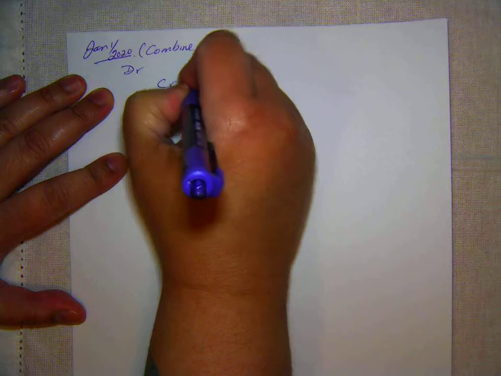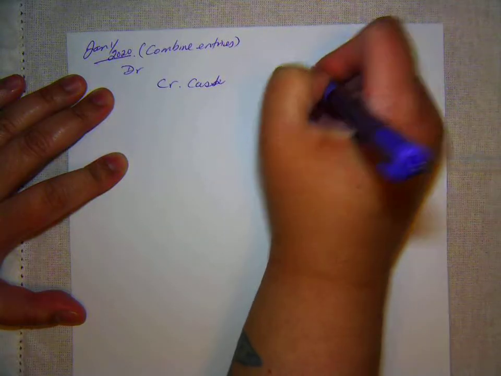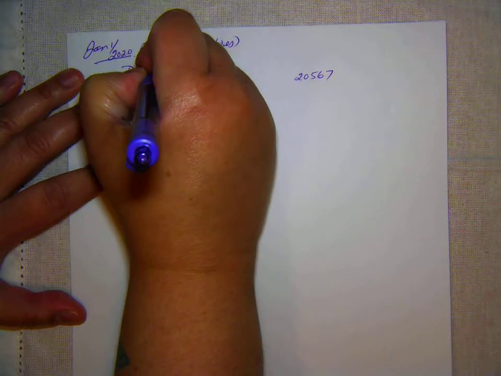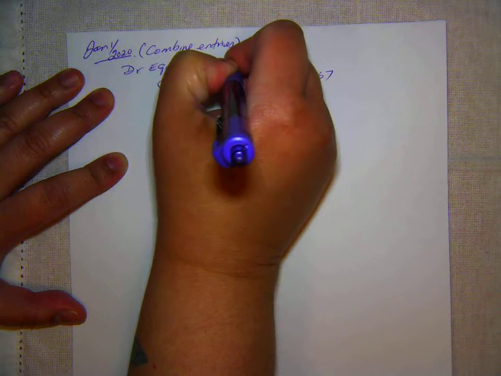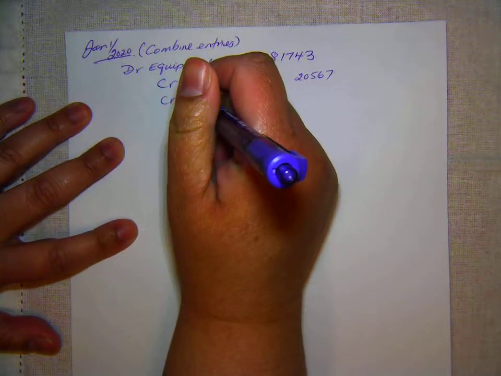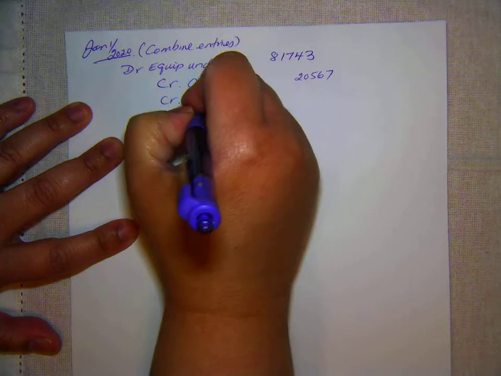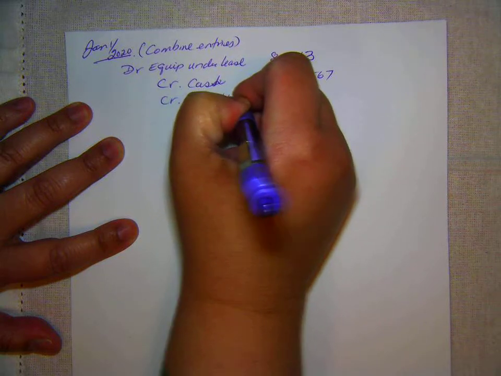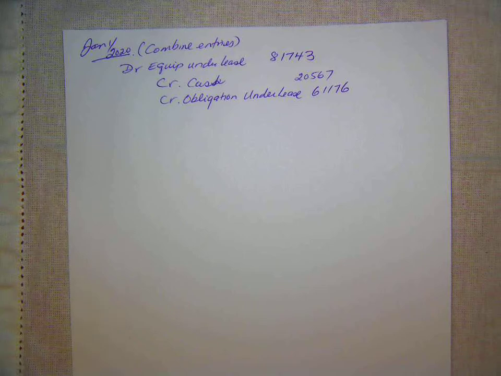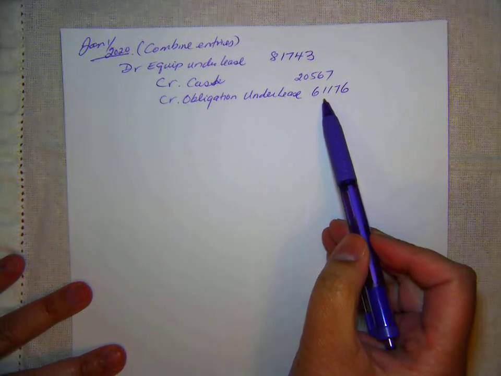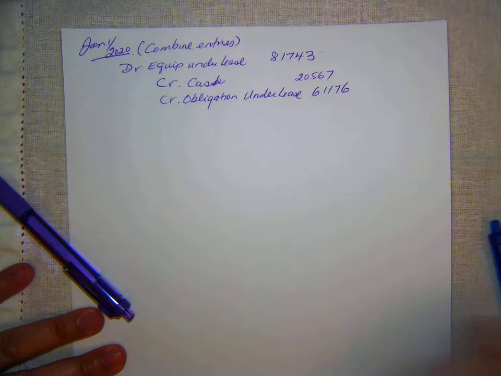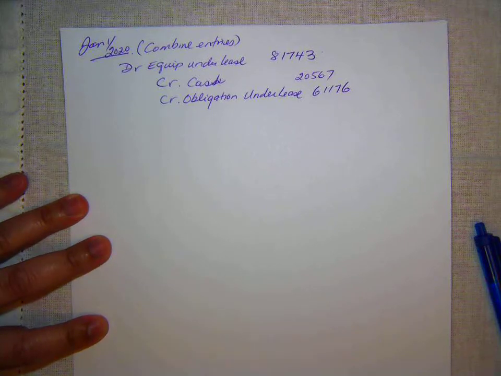So we're shelling out cash, so that's going to be our credit for 20,567. We're establishing the asset, equipment under lease, for 81,743, and then we're recording the balance of obligation under lease. So this is combining all our first entries together. If that confuses you too much, do it separately and show first the equipment under lease and then the obligation for the same amount, and then split the payment out. Just like we did in the last example.